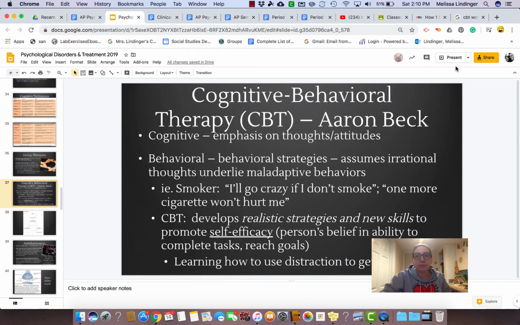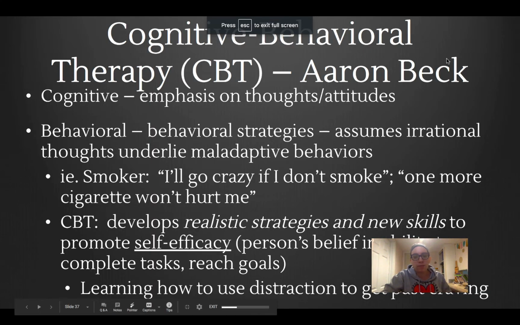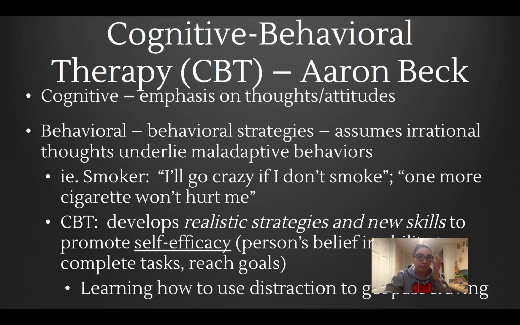So let's get started. We're going to start talking about cognitive behavioral therapy, which is a type of therapy created by Aaron Beck. It combines the two approaches that you hear in the title, the cognitive and the behavioral approach. The goal of cognitive behavioral therapy is to make a client aware of negative thinking and have them replace those negative thoughts or irrational thoughts with more rational ones.